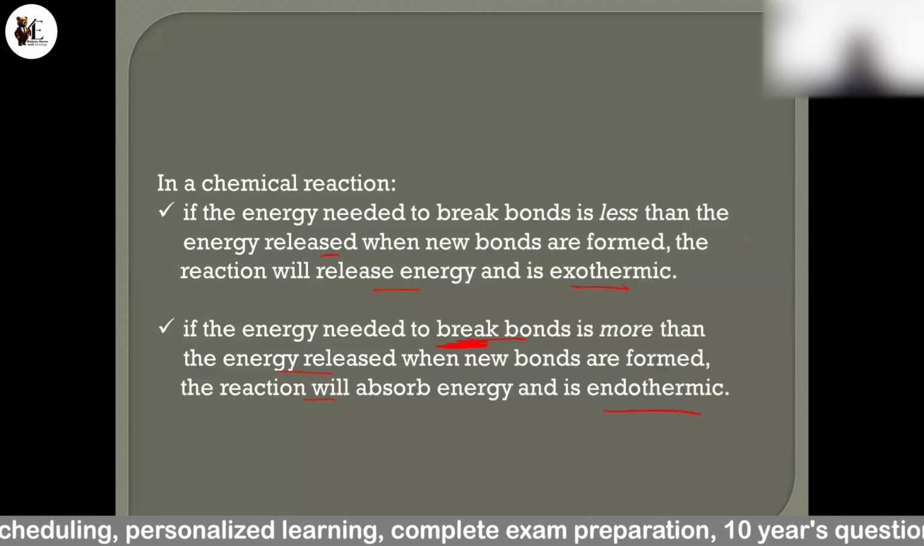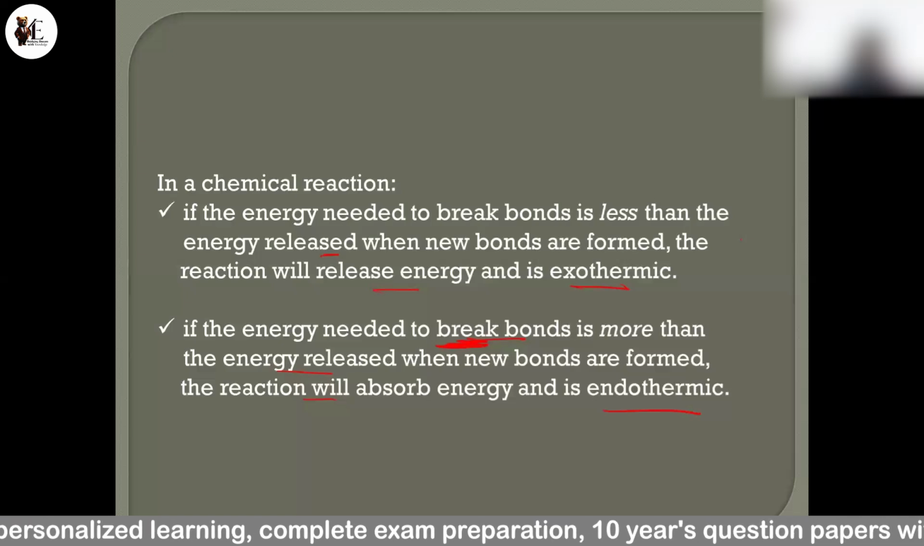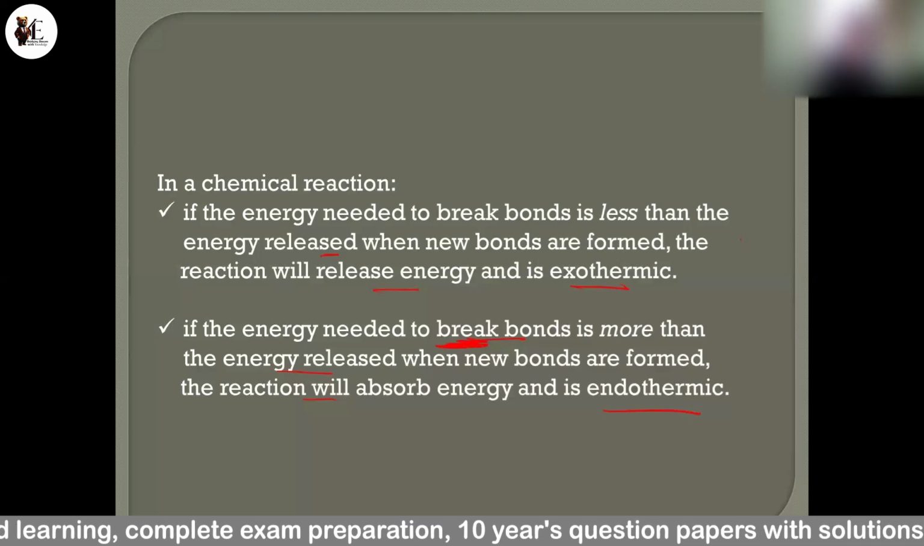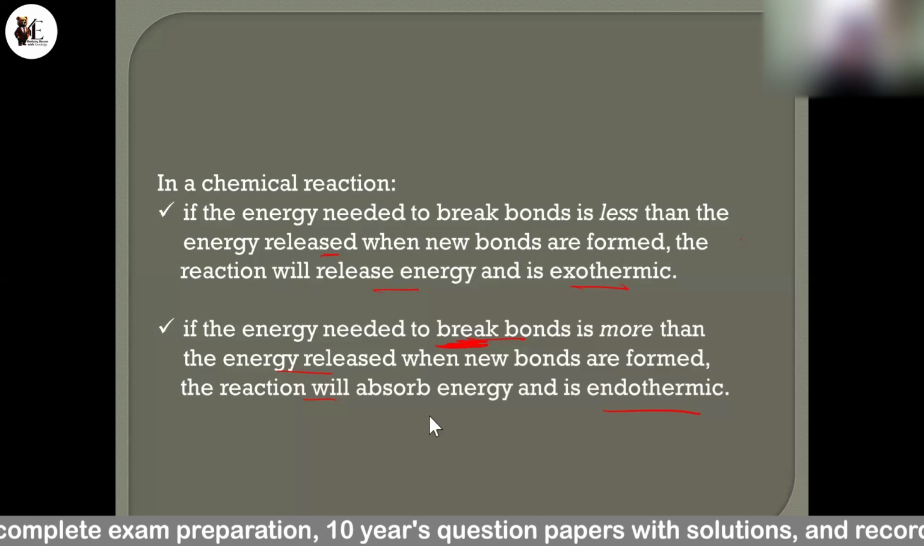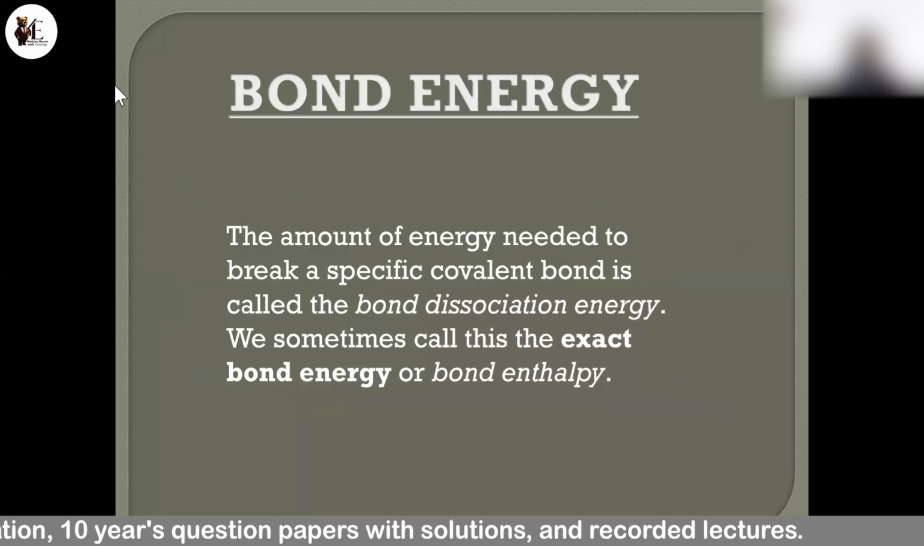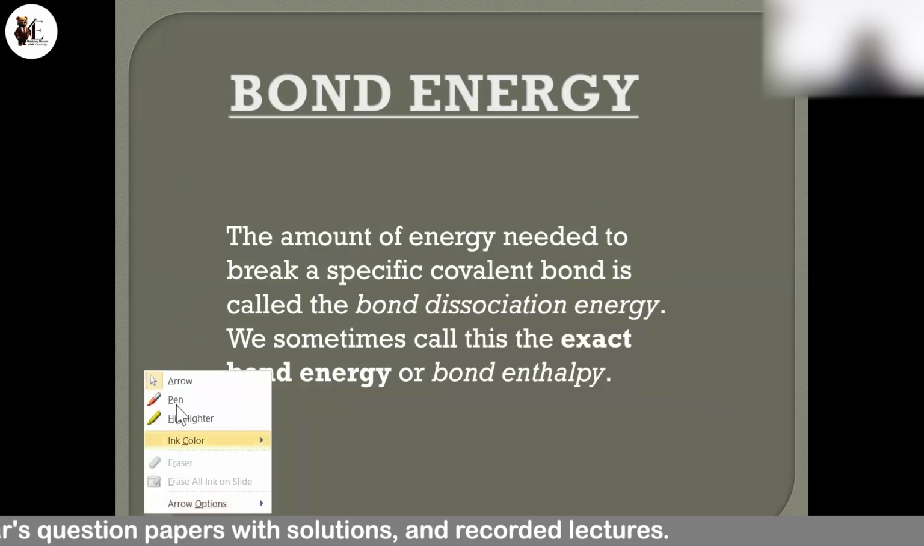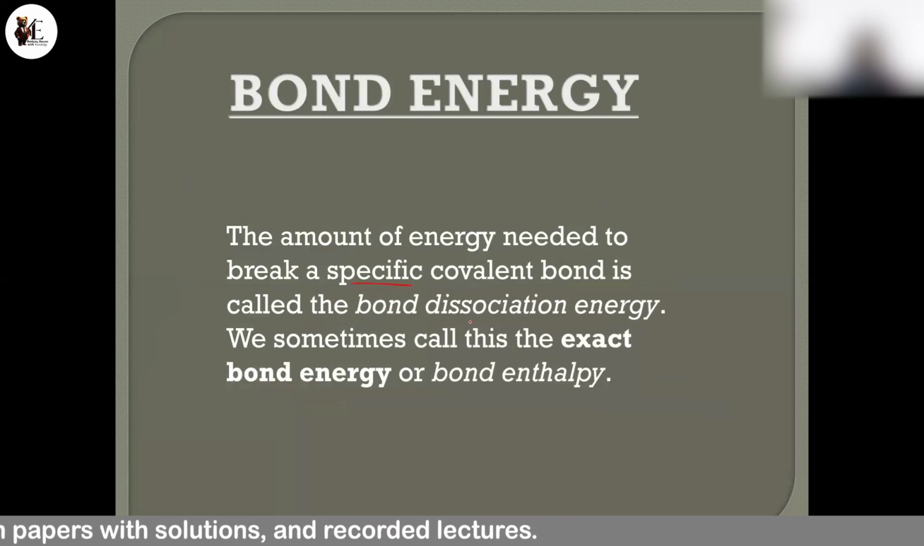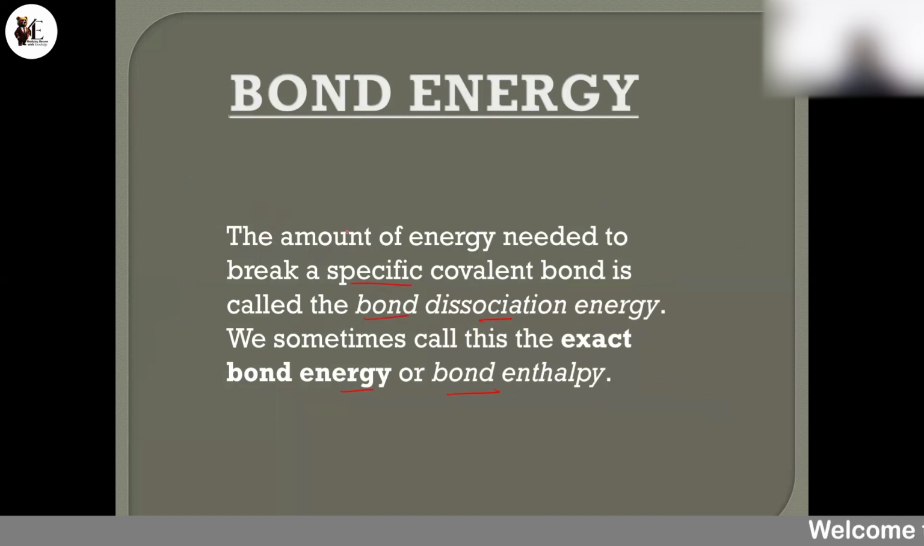Write it down. What is bond energy? The amount of energy needed to break a specific covalent bond is called the bond dissociation energy. We sometimes call this exact bond energy or bond energy. The amount of energy which is needed to break a specific covalent bond is called the bond energy.